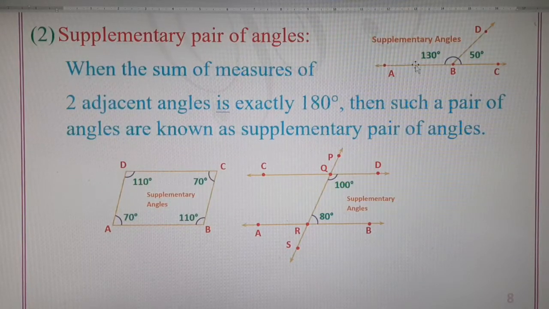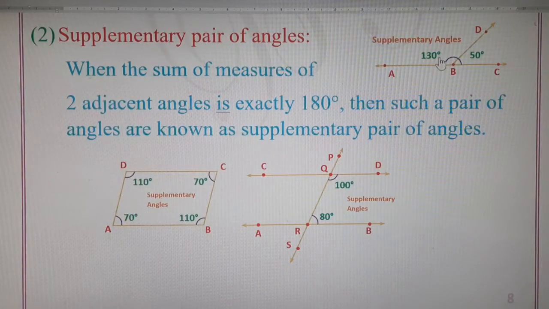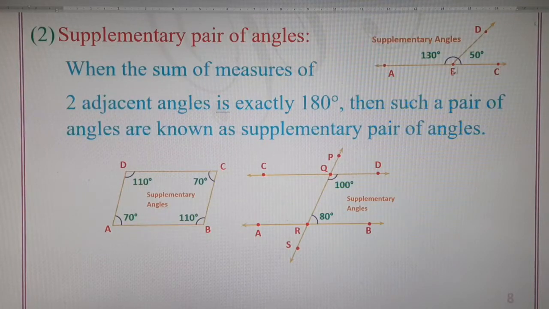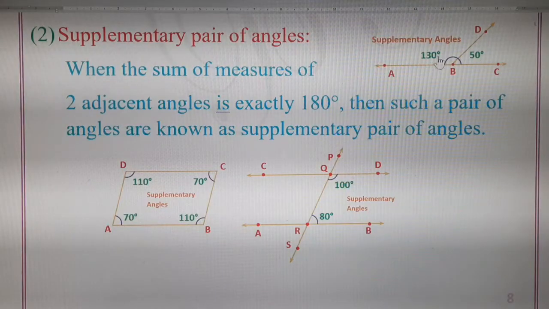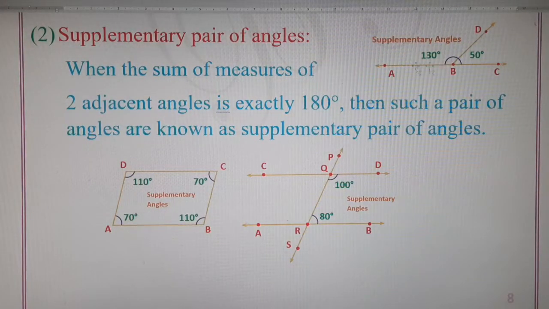Now if we look in this diagram, angle ABD is of measure 130 degree, angle CBD is of measure 50 degree. If we add the sum of measures of these two angles, that is 130 degree plus 50 degree, their sum total will be 180 degree. Hence we can say angle ABD and angle CBD are supplementary pair of angles. So we have to remember that when two adjacent angles are having sum of measures of their angle exactly 180 degree, then such a pair of angles are known as supplementary pair of angles.